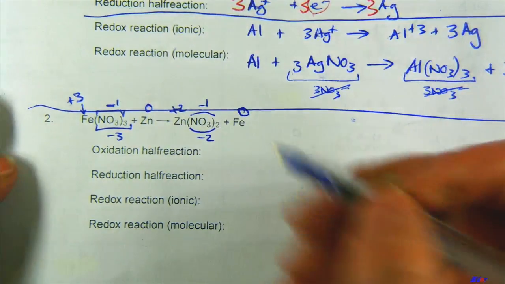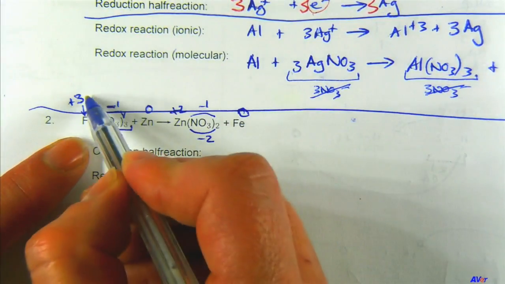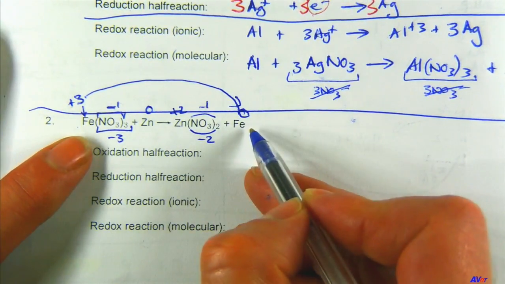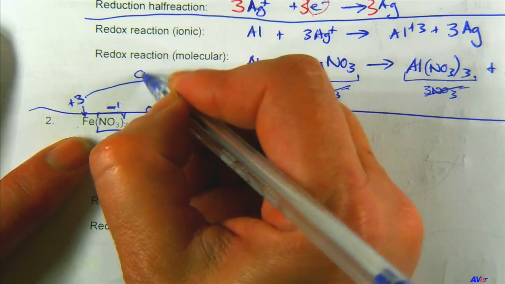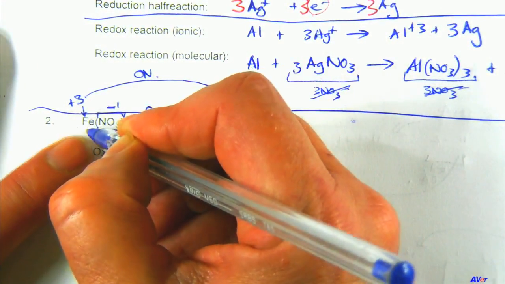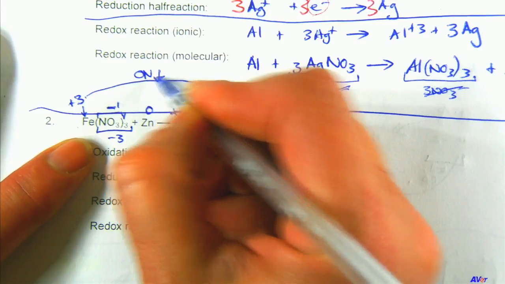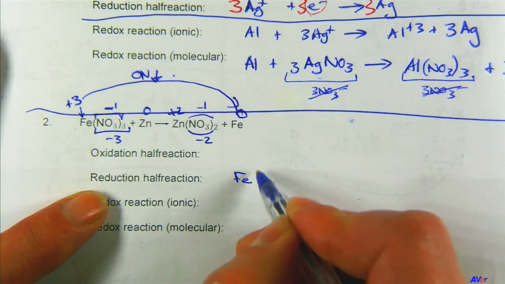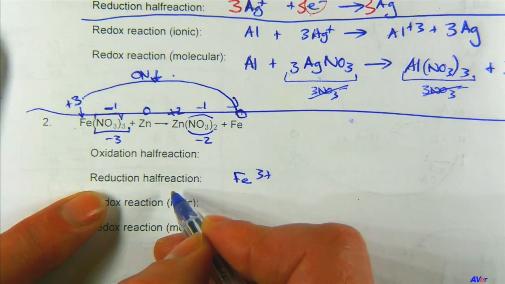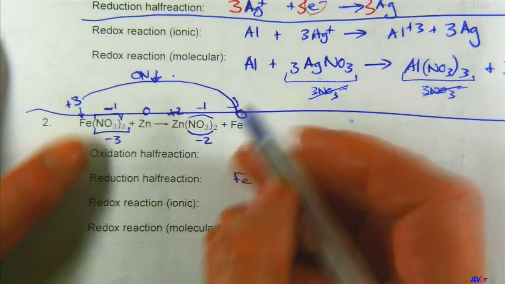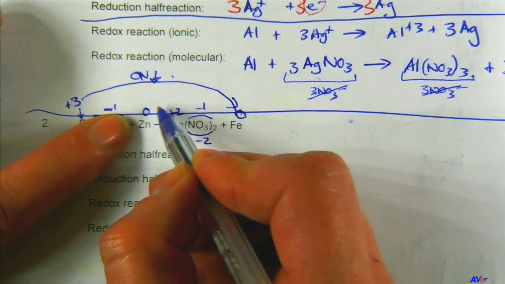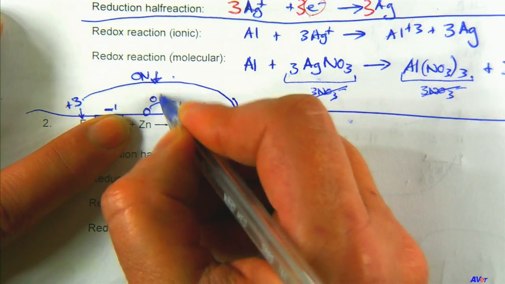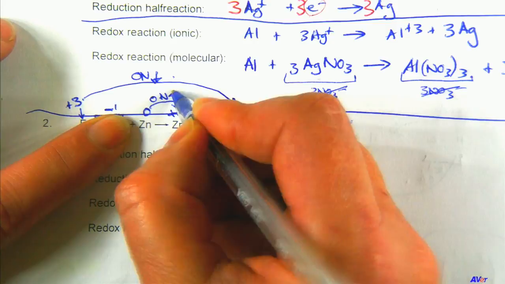Right. So let's look at the iron. What's happening to the iron? Iron is going from +3 on this side to 0 on that side. What's happening to the oxidation number of iron? It is decreasing, it is reducing. So iron 3+ will be my reduction one, hey? Because it's being reduced. And now I look at the zinc. What's happening to the zinc? Zinc is going from 0 to +2. What's happening with that oxidation number? Increasing.